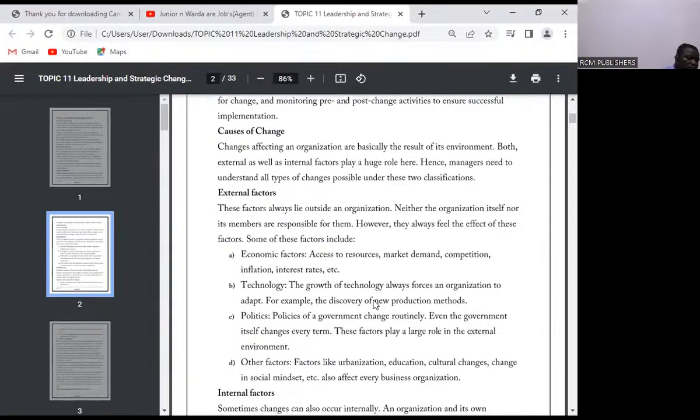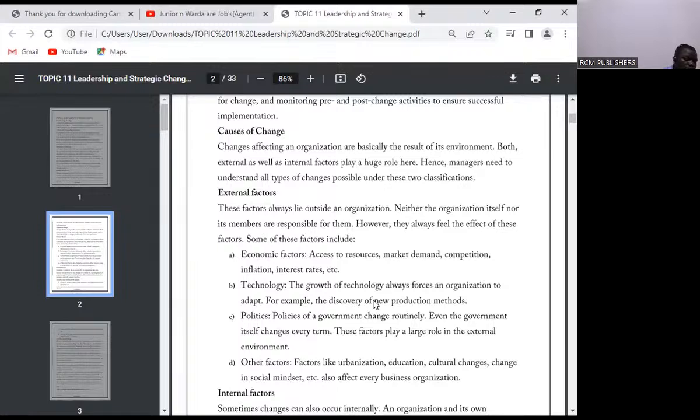Now, class, we also have different types of technology: the capital-intensive technology, and also the labor-intensive technology. The one with much influence here in terms of the production methods is the capital-intensive technology, where machineries and equipment are employed in the production process.